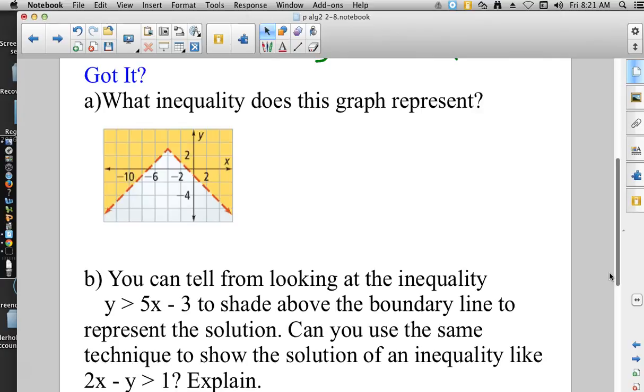Try this one. See what you get. We want to warn everybody this one does go by twos. The other one went by ones. This one's going by twos.